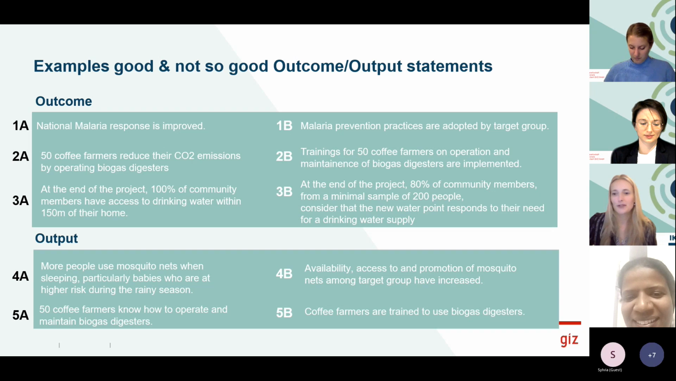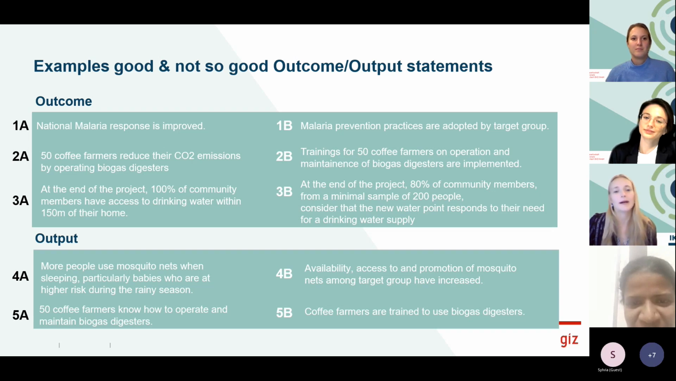Okay, the majority is suggesting A. And this is also correct. So again, I think maybe this quiz has been too easy for you. So yes, the B one is not as well formulated as the other because it's again not specific enough, and it also does not include the number of the target group, while A does, so it's way more specific.